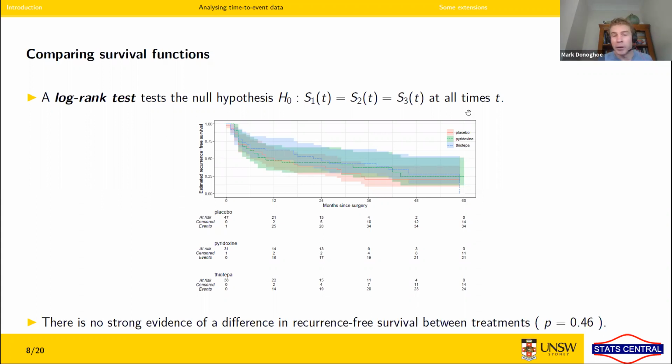That's usually fine, but in some situations, we might be more interested in late differences between the curves. So if we're looking at a treatment that relies on an immune response that takes some time to build up, we expect the treatment effect to be delayed, and so we might want to put more weight on the later time points. In other situations, we might be just interested in early differences between groups. So there are weighted versions of the log rank test that allow us to use a predefined weight function across time.